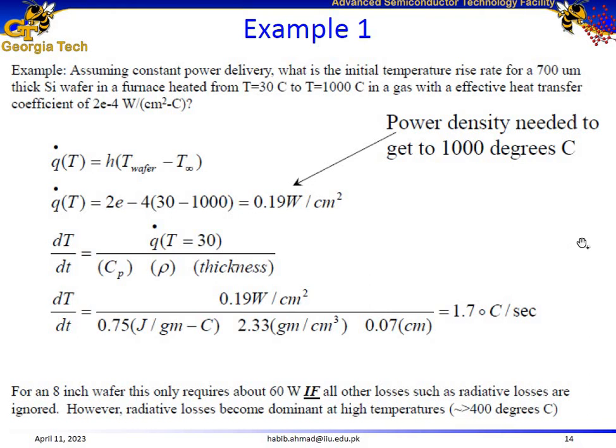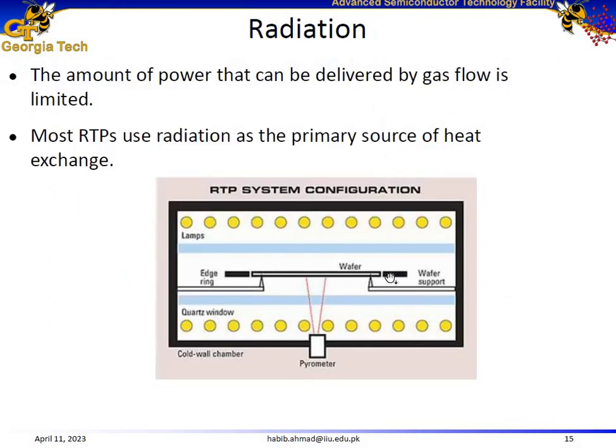Alright, moving on to the next slide. The third heat flow mechanism is radiation. We already discussed conduction and we discussed convection. The third heat flow mechanism is radiation.